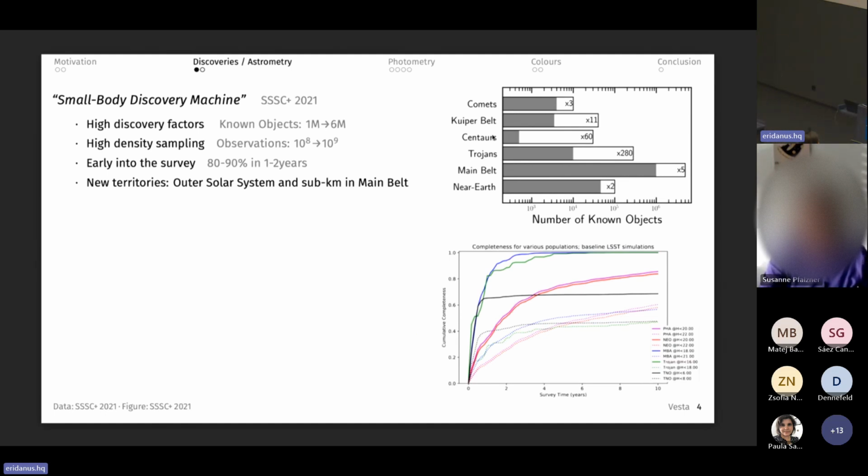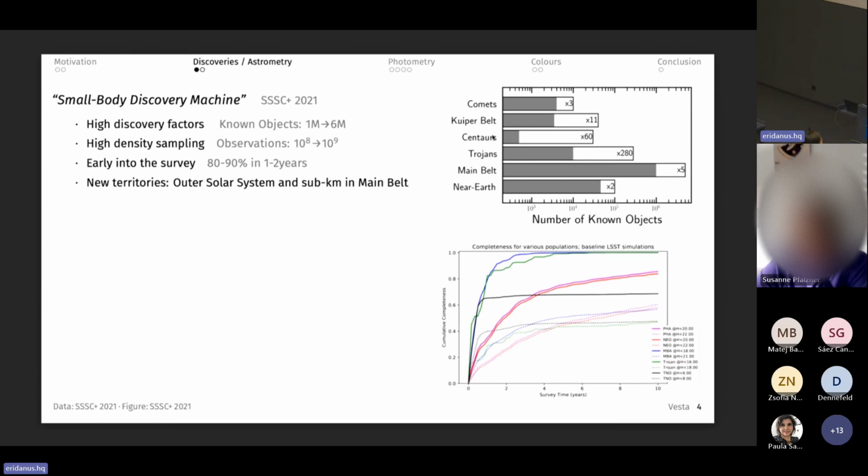And not only will it discover them, but it will also sample them. We will have an order of magnitude increase in total observations of asteroids. And the discoveries will happen very early in the survey. This is shown here by the graph at the bottom. We have on the X scale the survey time in years. On the Y scale, we have the cumulative completeness of different asteroid populations.